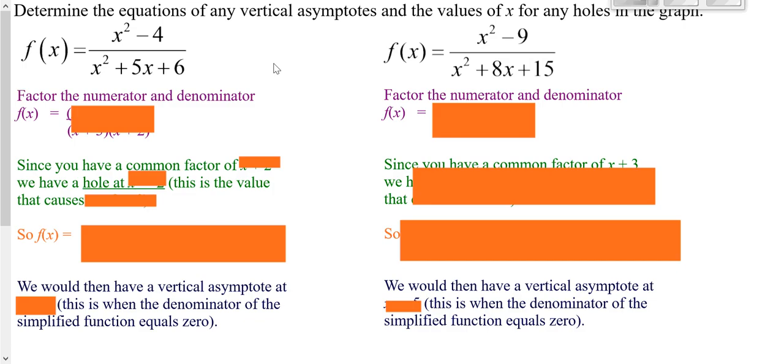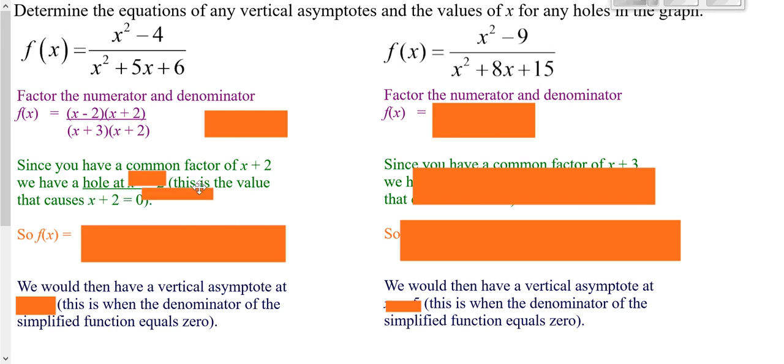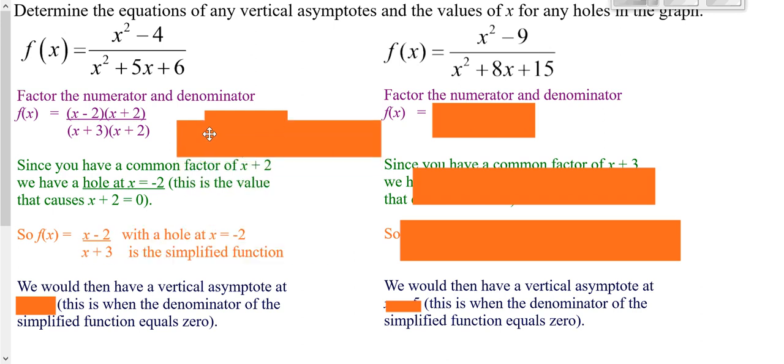So here, we want to find the equation of any vertical asymptotes and any holes. So first of all, you factor the top and the bottom. You'll notice x plus 2 is a common factor top and bottom, so what causes x plus 2 to be 0? Well, when you solve that for 0, you get x to be -2. So in other words, if we cross that out, we're going to have an x minus 2 over an x plus 3. And we're going to just have to graph that, and we'll still have a hole, a missing point in our graph at x equaling -2.